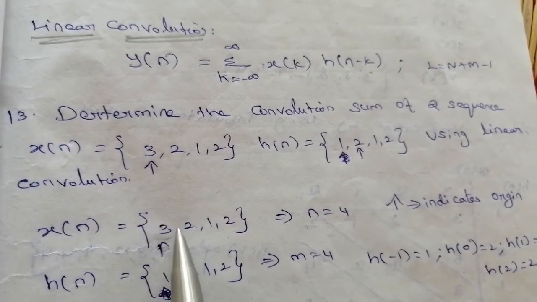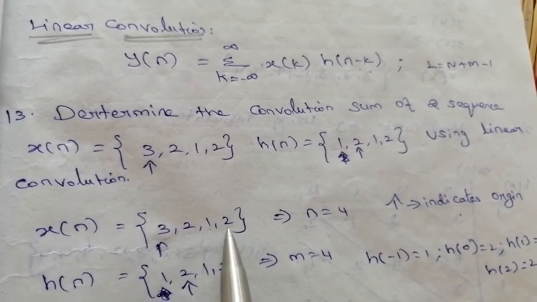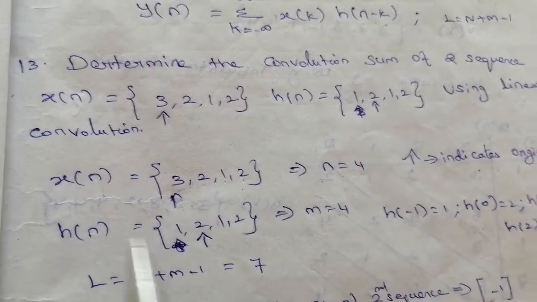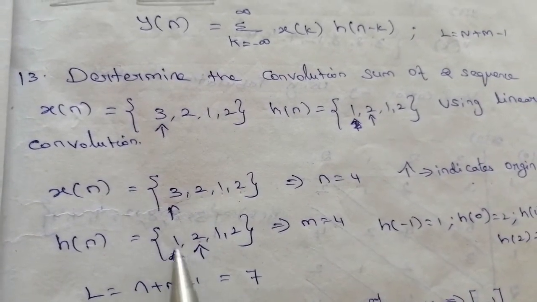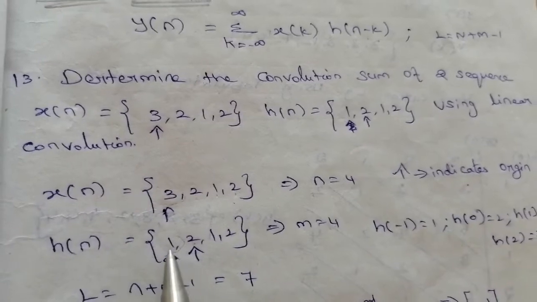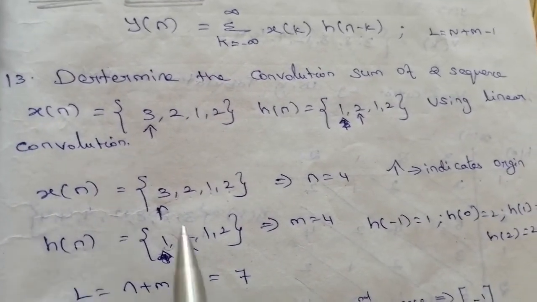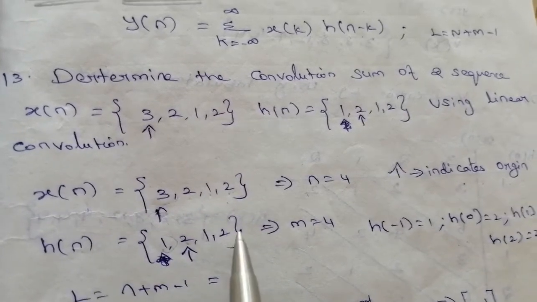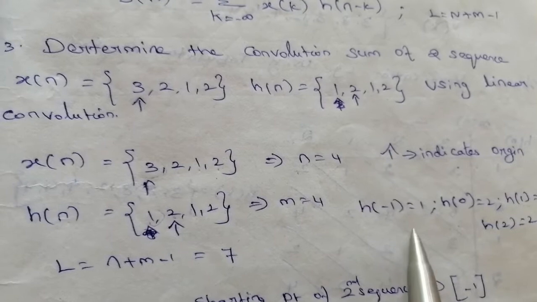So this is the x of 0 value, this is x of 1, x of 2, x of 3. Whereas in the second sequence, the origin is at this point. So this is h of minus 1 value, h of 0 value is 2, h of 1 value is 1, h of 2 value is 2, right? This is mentioned here.